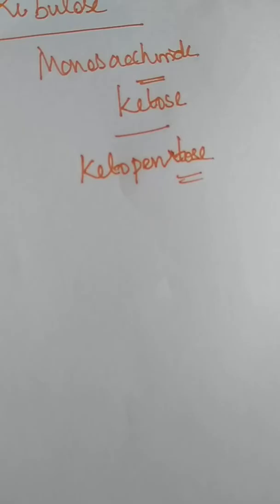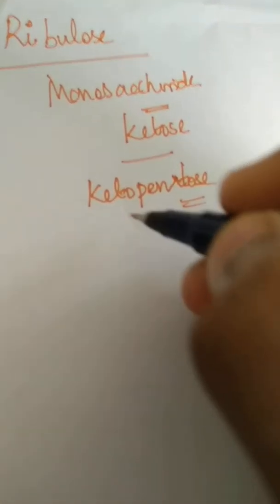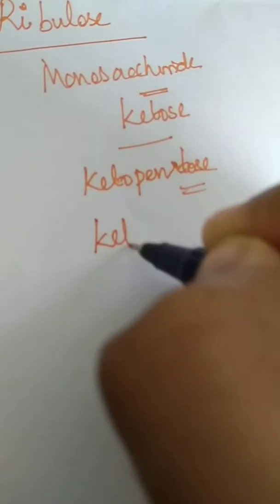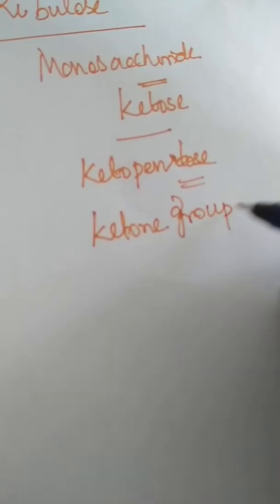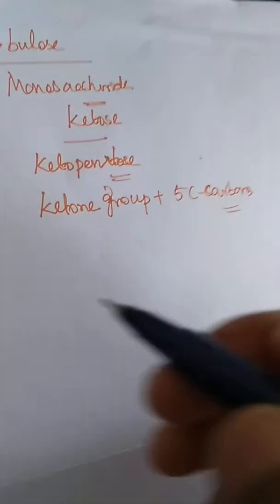So this ribulose is an enzyme. It's not an enzyme, it's basically a monosaccharide. It's a ketopentose. And what do I mean by that? I mean that it has a ketone functional group, plus it has 5 carbon atoms. That's what I mean by pentose. So this is a pentose sugar.